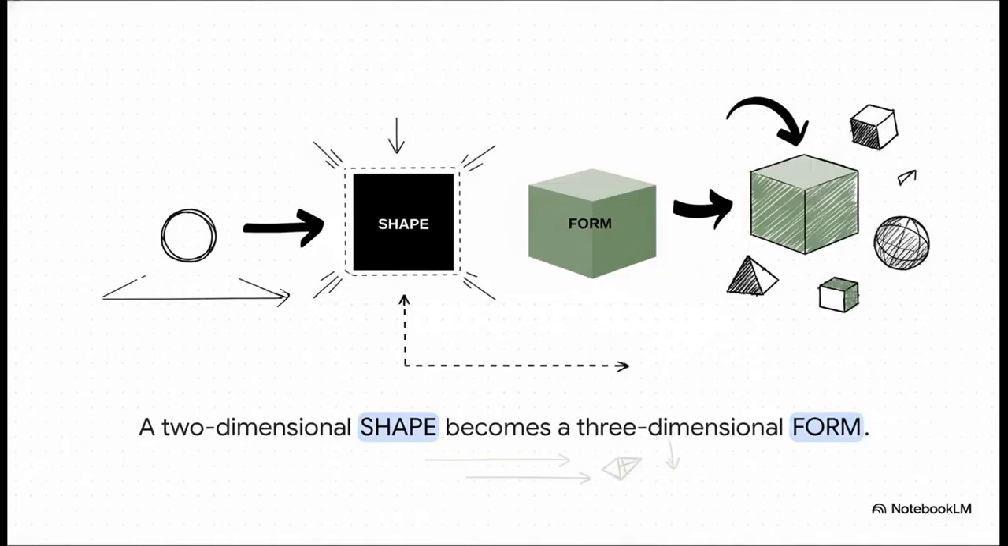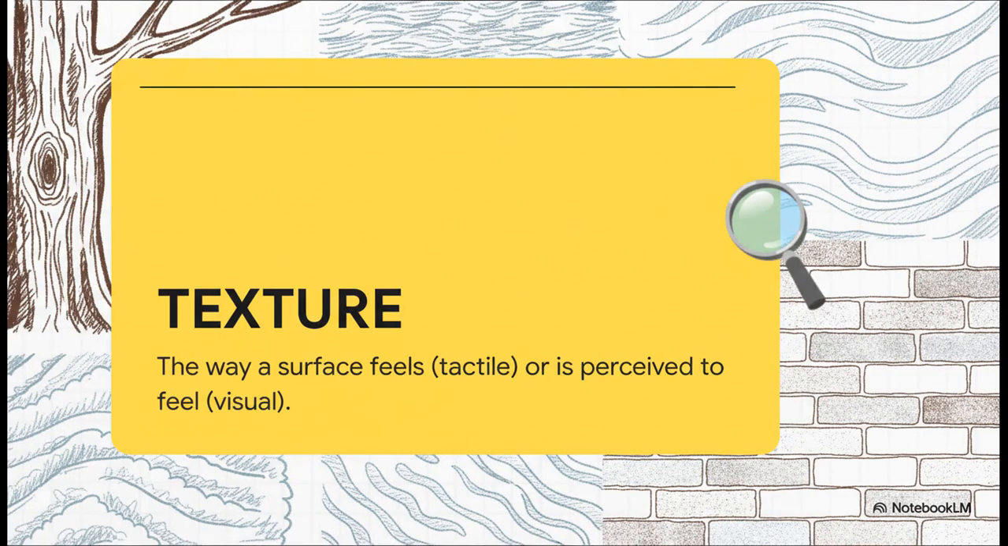And this just makes it crystal clear. On the left, you've got a flat square. That's a shape. Add that third dimension, depth, and suddenly it's a cube. It's a form. You feel like you could pick it up. The relationship between its height, width, and depth just feels right. That is good proportion. Next up is texture.